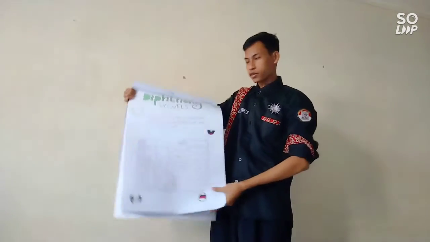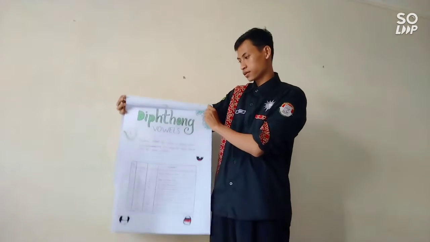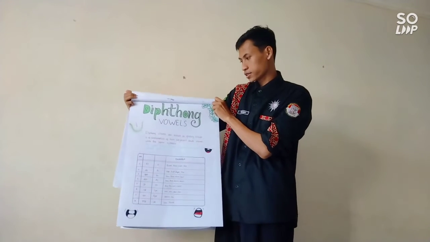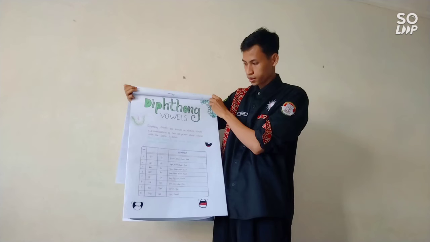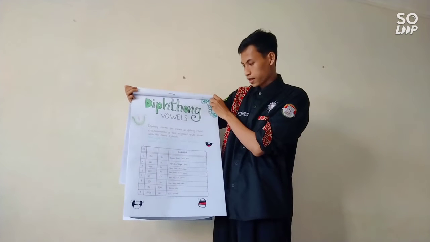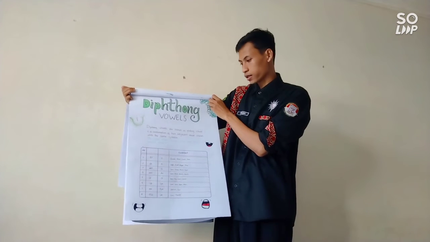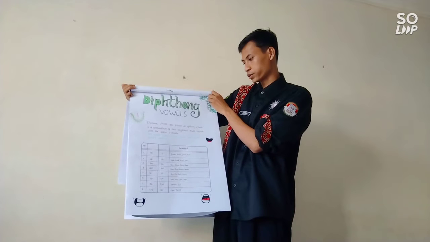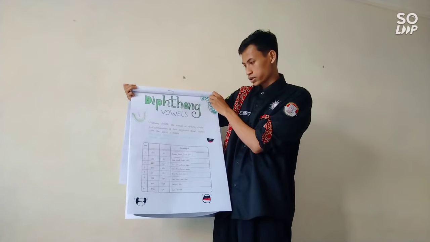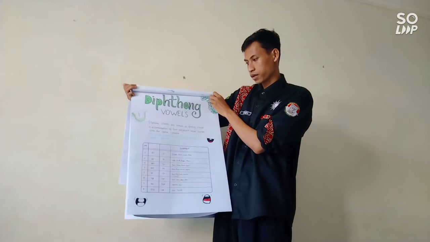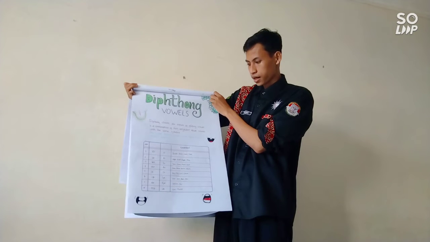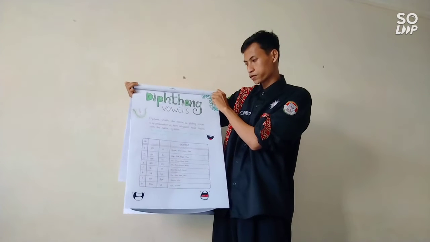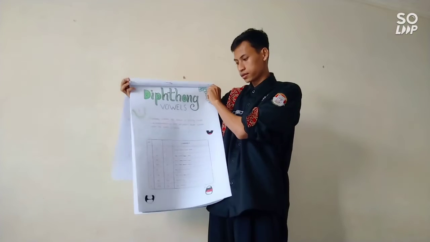Next, the diphthongs, as you can see. A diphthong vowel, also known as a gliding vowel, is a combination of two adjacent vowel sounds within the same syllable. The sound begins as one vowel and moves toward another.